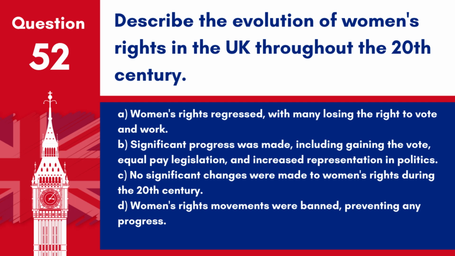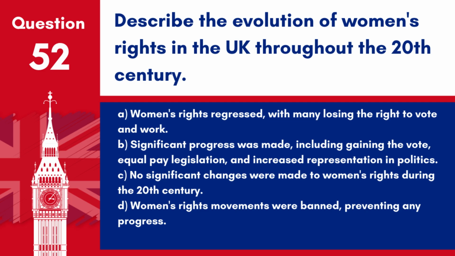Question 52. Describe the evolution of women's rights in the UK throughout the 20th century. A. Women's rights regressed, with many losing the right to vote and work. B. Significant progress was made, including gaining the vote, equal pay legislation, and increased representation in politics. C. No significant changes were made to women's rights during the 20th century. D. Women's rights movements were banned, preventing any progress.